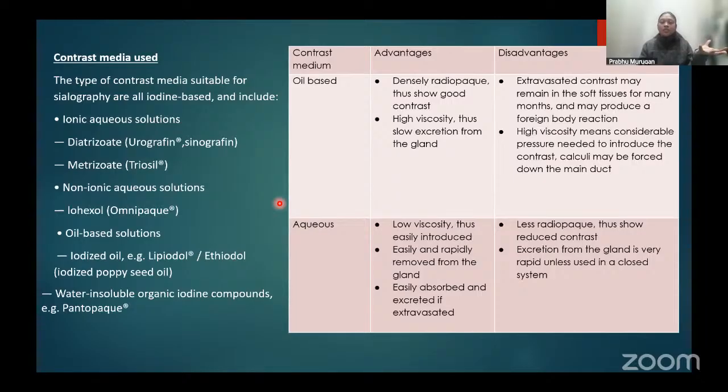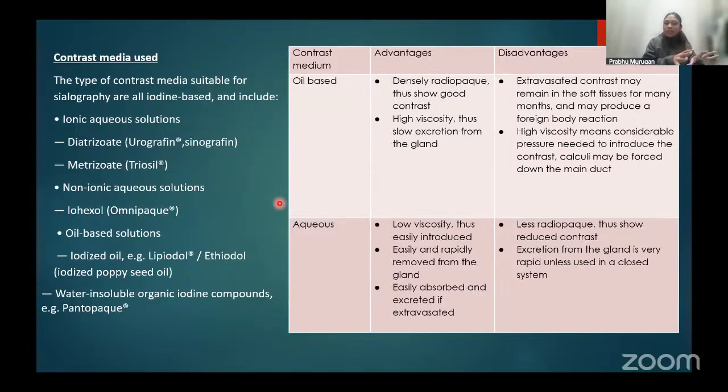So because it is dense, it has a high viscosity. So what will happen is it will be the excretion. If you inject that oil based dye, what will happen? It will slowly infuse through the ductal architecture, and then the excretion of it is going to be slow.